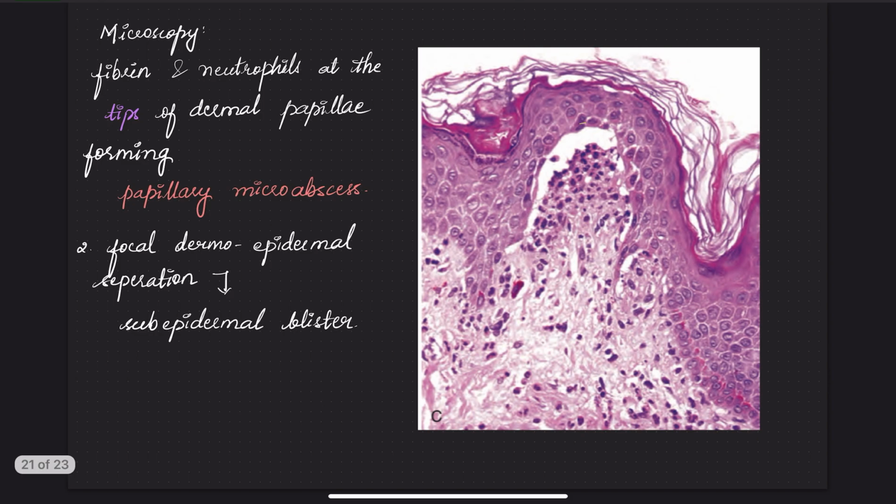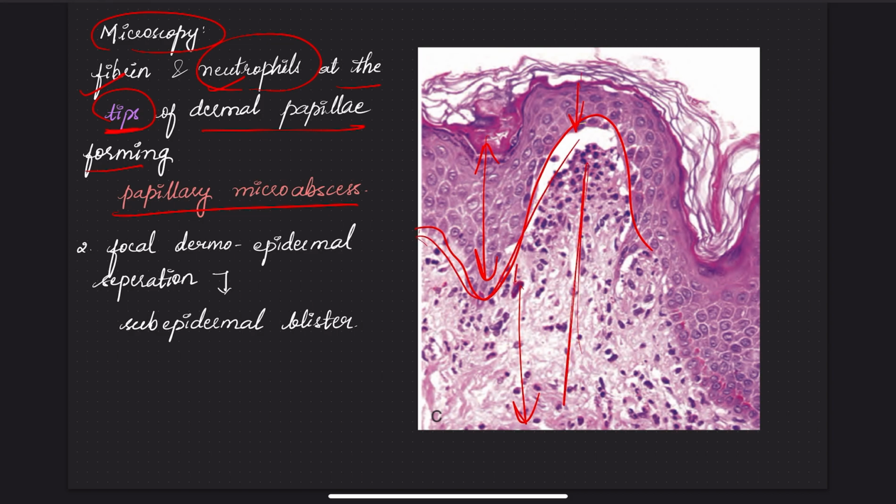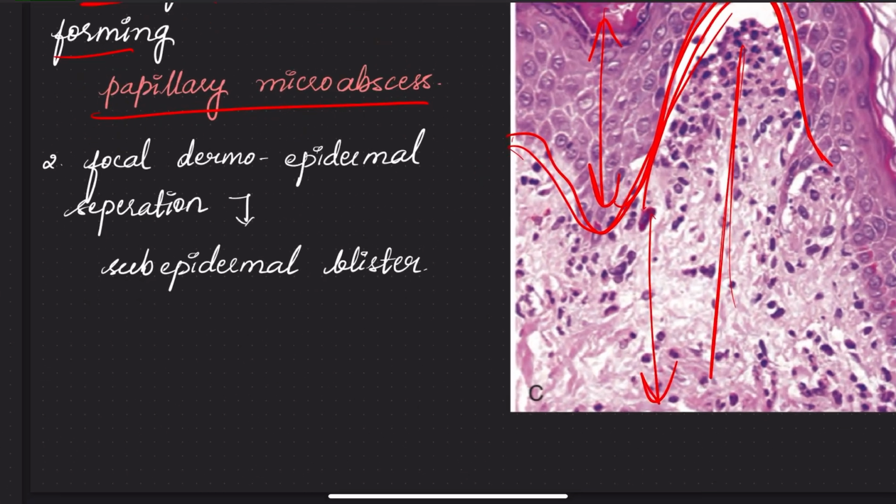When you go into the microscopic view, there is deposition of fibrin and neutrophils at the tips of dermal papillae, forming a papillary microabscess. This is the entire dermis. This is the entire epidermis. This is the dermis. So this protrusion of dermis into the epidermis is called a dermal papilla.